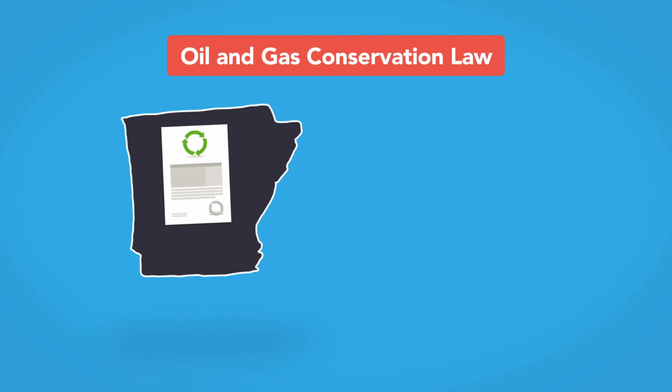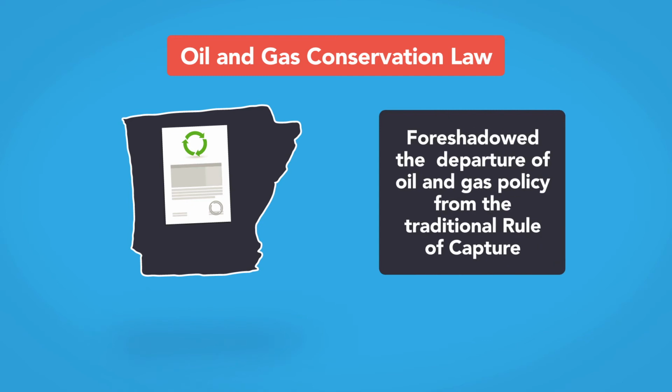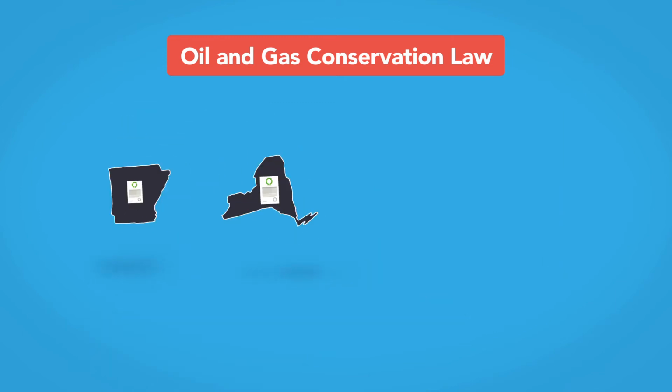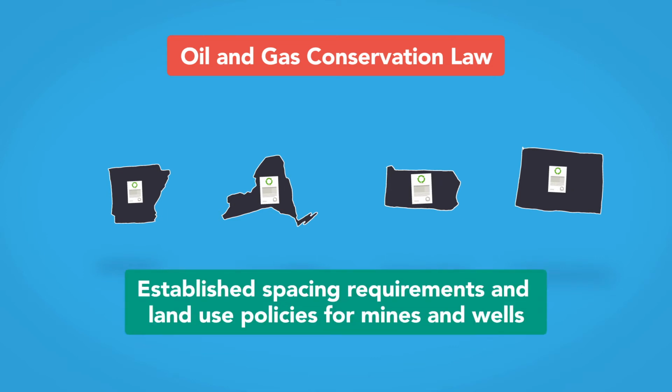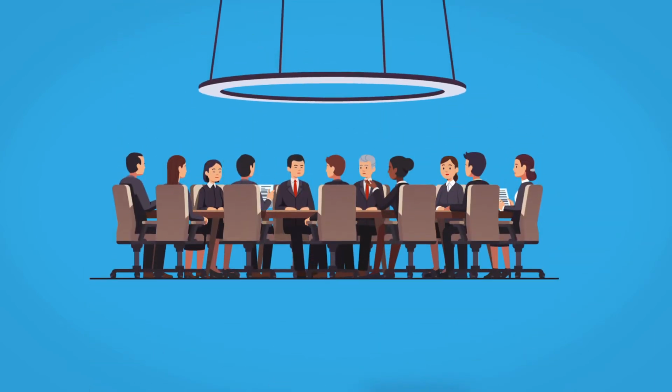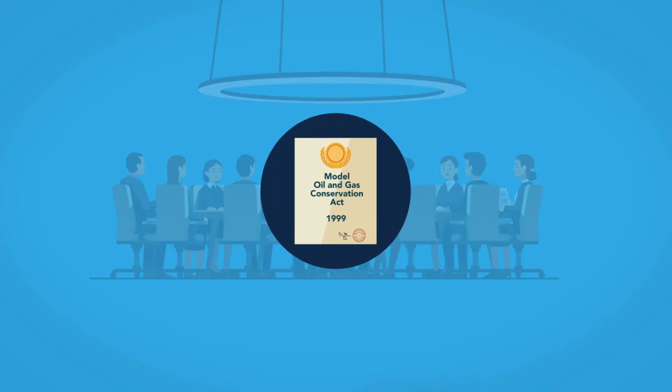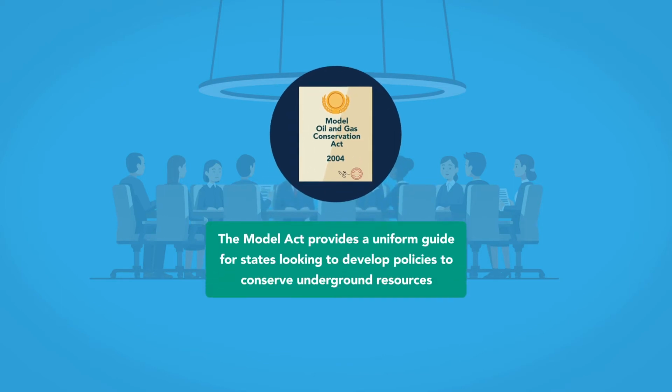Arkansas passed one of the first oil and gas conservation laws in 1939, which foreshadowed the departure of oil and gas policy from the traditional rule of capture. Since then, states including New York, Pennsylvania, and Colorado have passed similar conservation laws that follow Arkansas's example of establishing spacing requirements and land use policies for mines and wells. The Interstate Oil and Gas Compact Commission developed a proposed Model Oil and Gas Conservation Act in 1999, which was subsequently revised in 2004. The Model Act provides a uniform guide for states looking to develop policies to conserve underground resources.